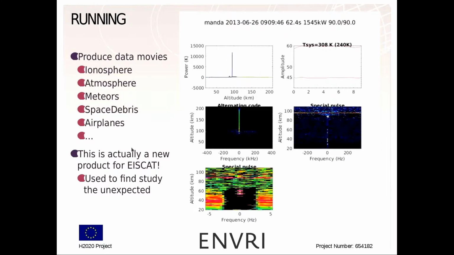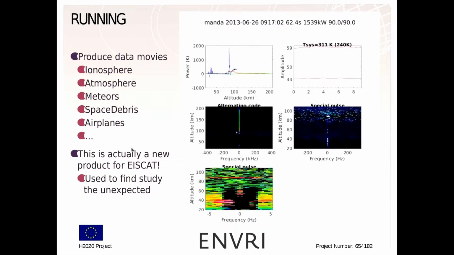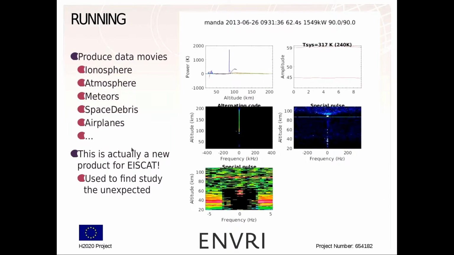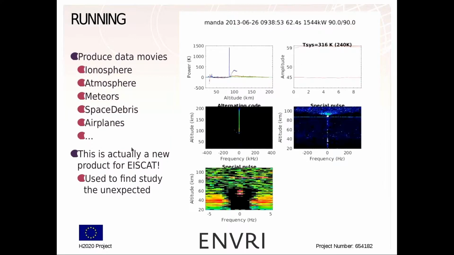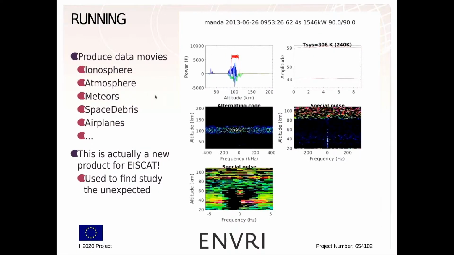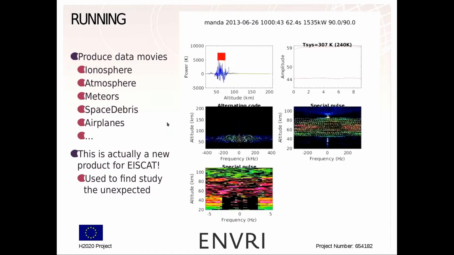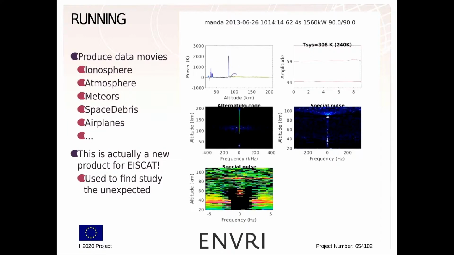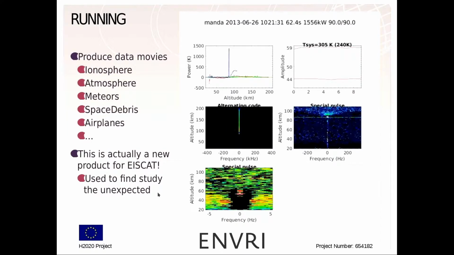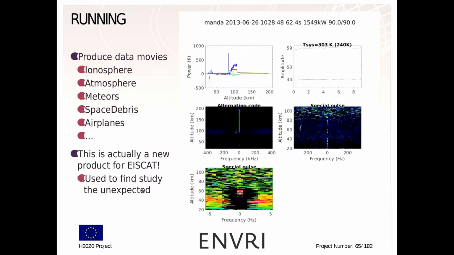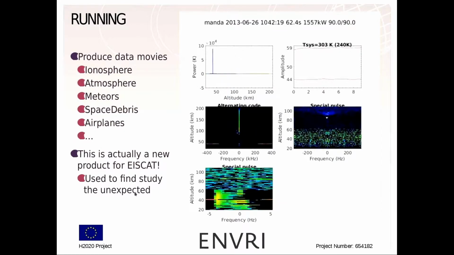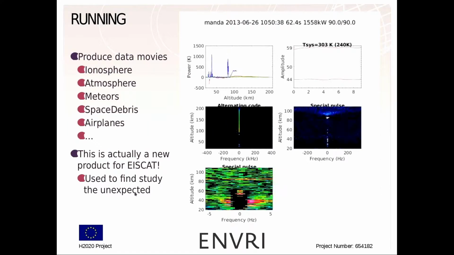This is actually a new product for EISCAT. We have not really been doing these kind of movies before, and it's very useful for the users to investigate the data in detail like this in an easy way, to see what is really happening. Instead, normally you just have the atmospheric parameters from this plot that is coming. So it is a good tool to find the unexpected echoes or unexpected data from the data.